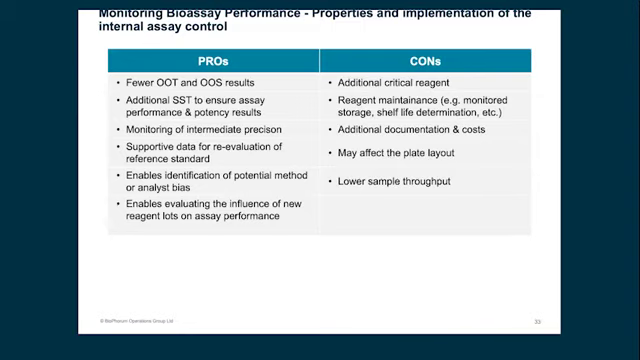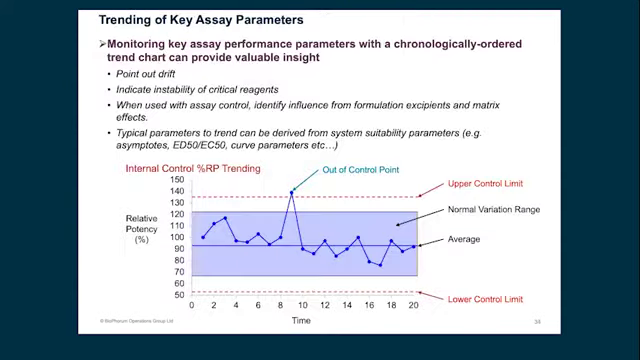Some of the cons are that it is obviously an additional critical reagent, and alongside that is the responsibility for shelf life determination and assignment of storage conditions, additional documentation and costs. But more importantly, perhaps, it does affect the plate layout and results in a lower sample throughput. Where some bioassay performers did not utilize controls, there are alternative control strategies to ensure adequate performance of their bioassays, and these included ED50 tracking and failure mode and effects analysis. Next slide, please.